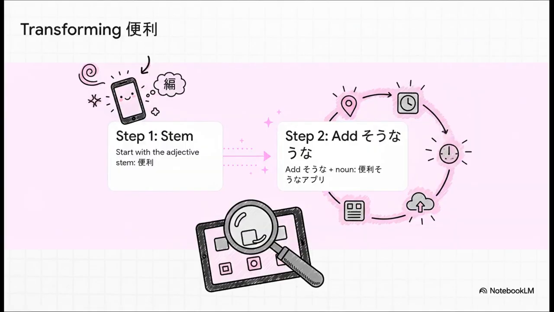Let's try it with the word for convenient, which is benri. Step 1 is just the word itself. For step 2, we just add sō na and our noun, apuri, which means app. So you get benri sō na apuri, a convenient-looking app. You've just described an app that at a glance seems really useful.